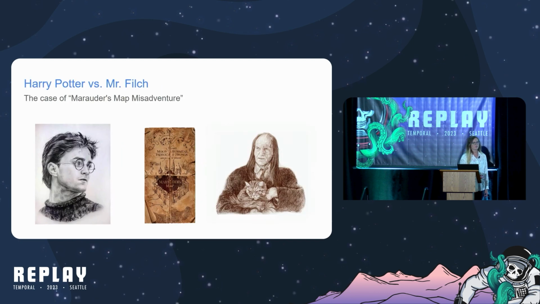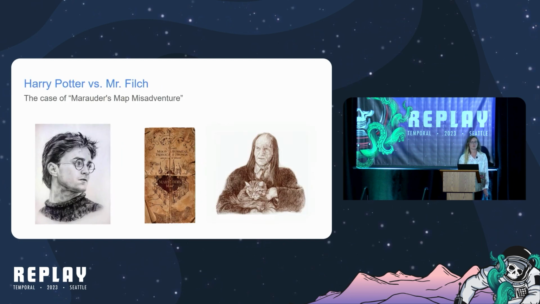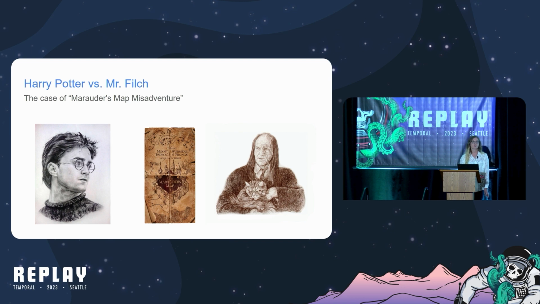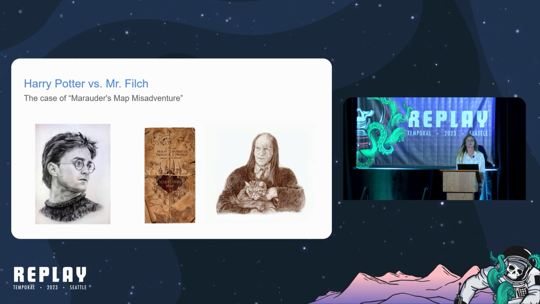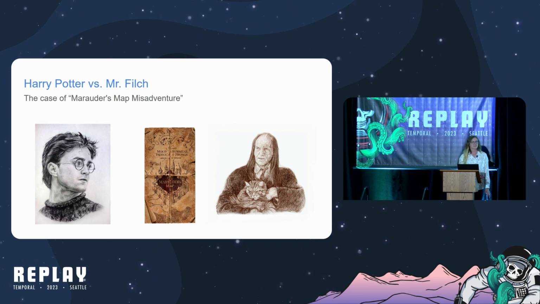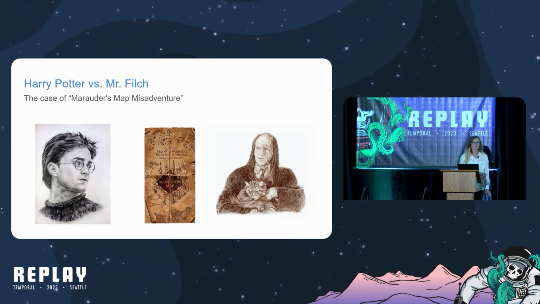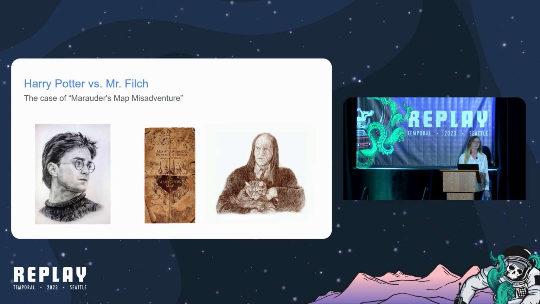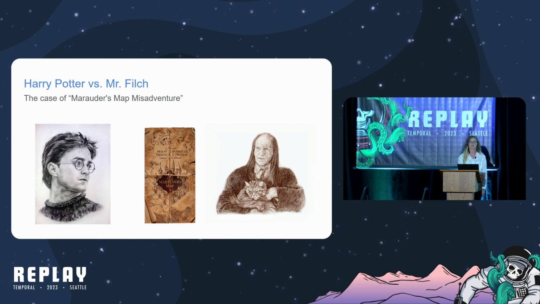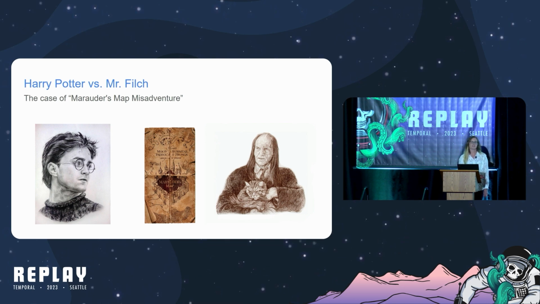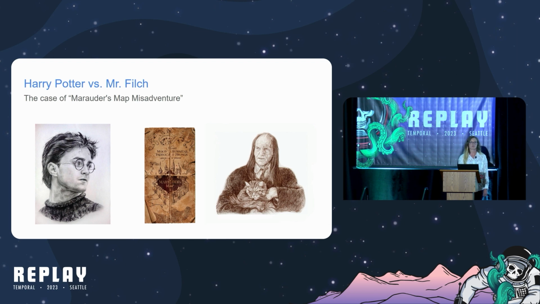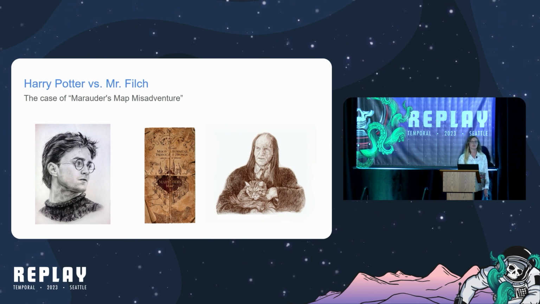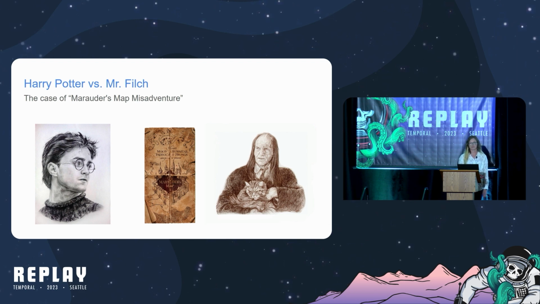In order to explain the eDiscovery workflow in a bit more depth, I'm going to use the notorious case of Harry Potter versus Mr. Filch. So this case unfolded at Hogwarts, the School of Witchcraft and Wizardry, where a student, Harry Potter, has filed a case against the caretaker, Mr. Filch, alleging that he misused a magical artifact, the Marauder's Map, to illegally track students' whereabouts.